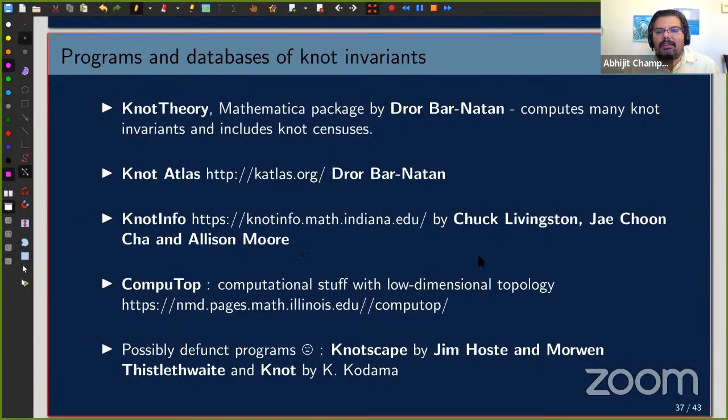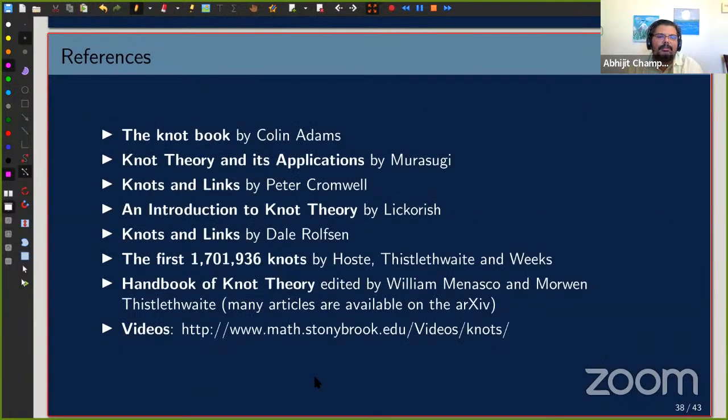And similarly, KnotInfo by Livingston, Cha, and Moore also has knots and diagrams and lots of invariants. CompuTop is a website for computational stuff with low dimensional topology: surfaces, three manifolds, hyperbolic three manifolds, mapping class groups and all kinds of things. They list a bunch of programs, although some of them may be defunct. There were these very beautiful programs which I used maybe about 20 years ago, called Knotscape by Hoste and Thistlethwaite, and Knot by Kodama. But now they are kind of defunct because they haven't been keeping up with the various changes in compilers and packages and so on.